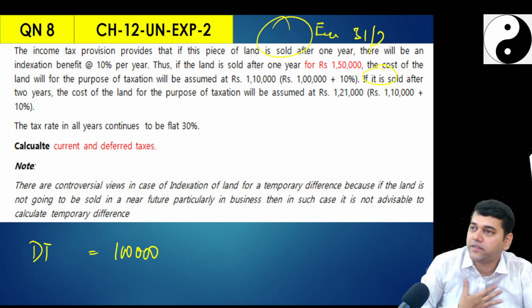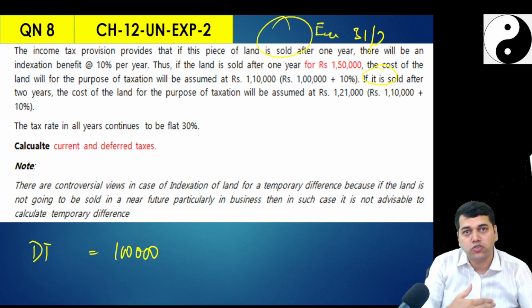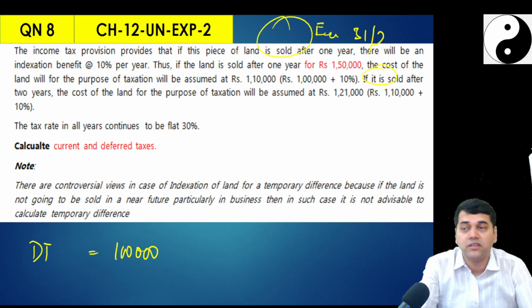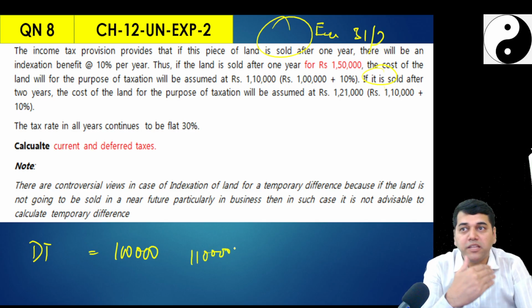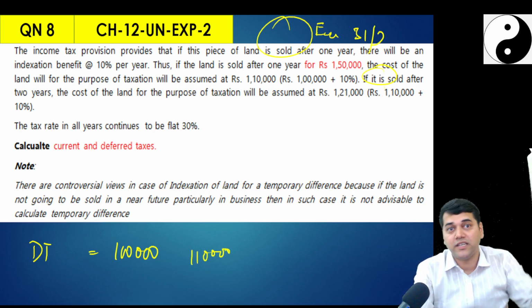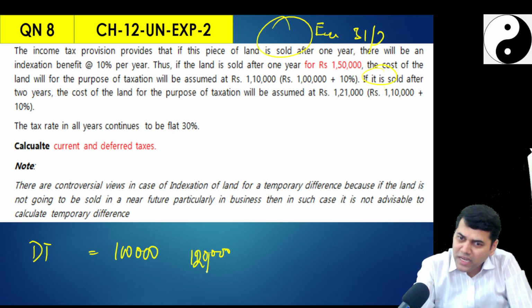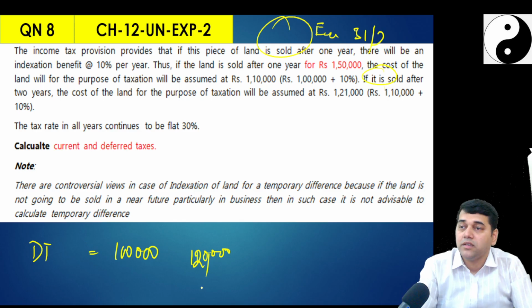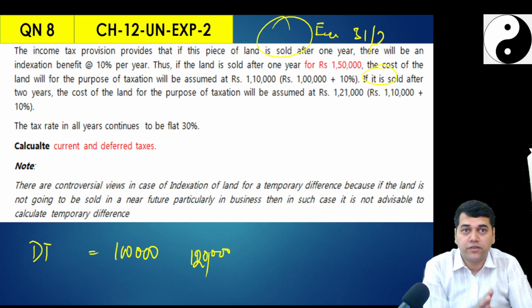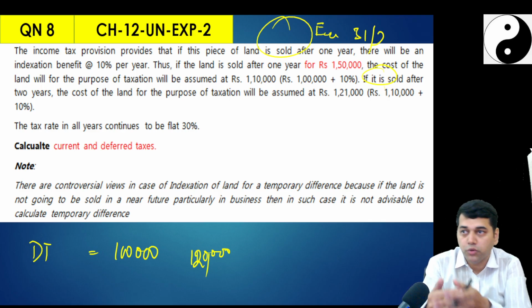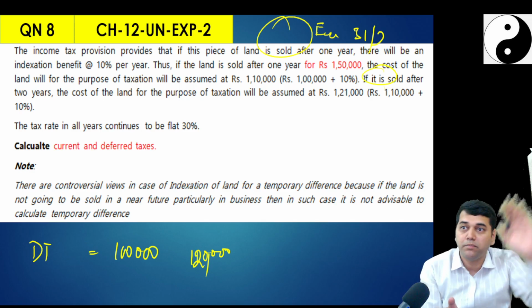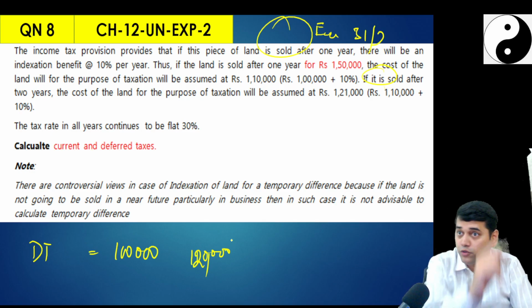If it is assumed that the management intends to sell it at the end of the first year, what is my tax base today? 1 lakh 10. If the management plans to sell this at the end of the second year, what is the tax base today? 1 lakh 21. Now, do you have a temporary difference? Yes. Because when you sell, in your book accounting it is 1 lakh only, but you get extra deduction in the future.